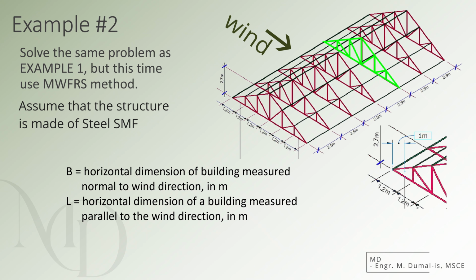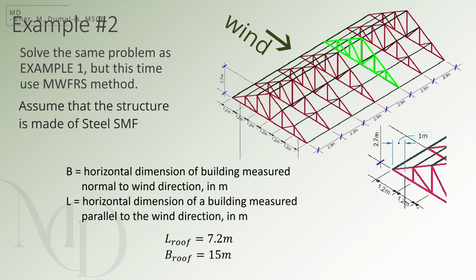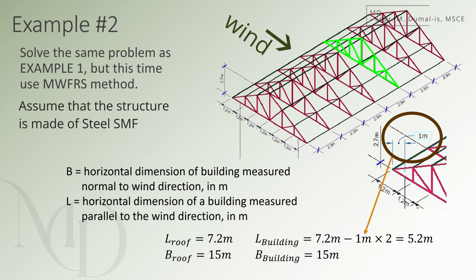First, let's define the building dimensions. Capital B represents the horizontal dimension measured perpendicular to the wind direction in meters. Meanwhile, capital L represents the horizontal dimension measured parallel to the wind direction, also in meters. In example number 1, we already established that the roof dimensions are 7.2 meters by 15 meters. Now, if we take into account the lower portion of the building, we need to adjust for the roof overhang. This means the actual building width is 7.2 meters minus the overhang. So, considering the wind direction, B becomes 5.2 meters, while L remains 15 meters for the lower portion of the structure.